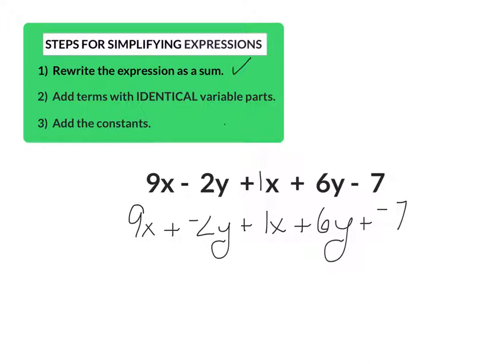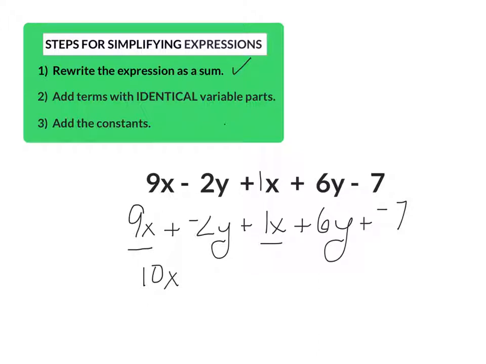Step 2 says add terms with identical variable parts. Well, in this example, I have variables that are x and variables that are y. So I'm going to start by adding the terms that have x as the variable. My terms with x as a variable are 9x and 1x. 9x plus 1x is 10x.